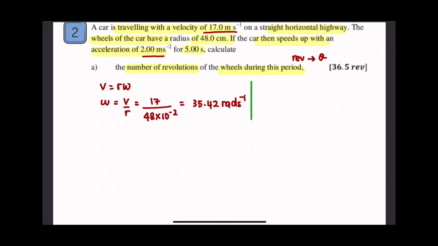And then for a, we also have to do the same. Okay, a, acceleration is equal to R alpha. Alpha is equal to a over R, where the acceleration is 2 divided by 48 times 10 to the power of negative 2. And then we'll get 4.17 radian per second. Okay?